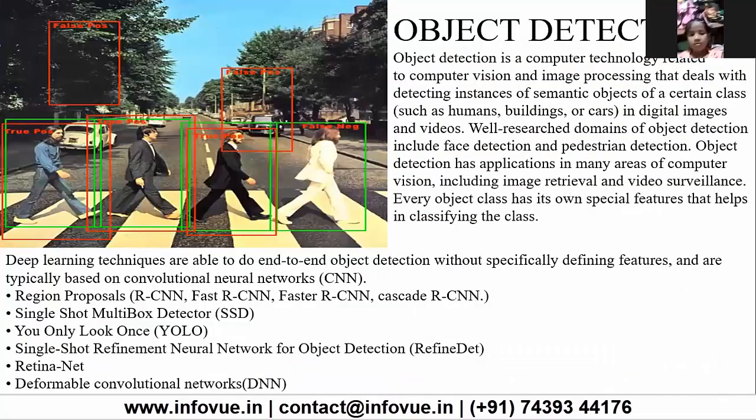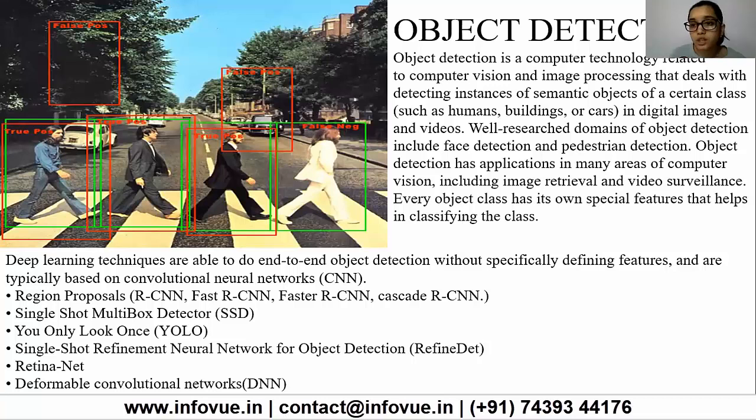Then we come to object detection. This is also a computer technology related to computer vision and image processing that deals with detecting instances of semantic objects of a certain class in digital images and video. Well-researched domains of object detection include face detection and pedestrian detection. Object detection has applications in many areas of computer vision, including image retrieval and video surveillance.